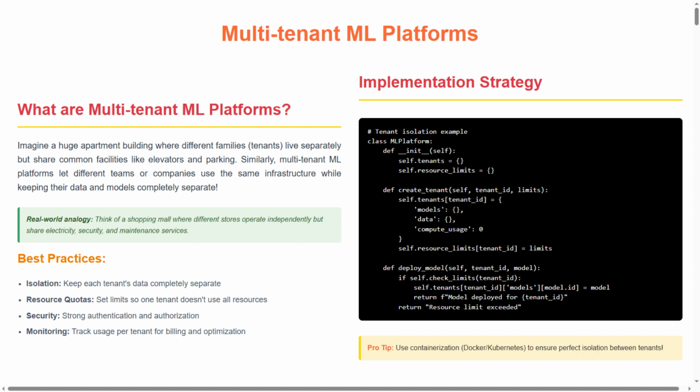Moving to our implementation strategy section. Here we have a code example showing tenant isolation. Now, let's look at the pro tip section. Use containerization with Docker and Kubernetes to ensure perfect isolation between tenants. This is how we build systems that serve multiple customers safely and efficiently.